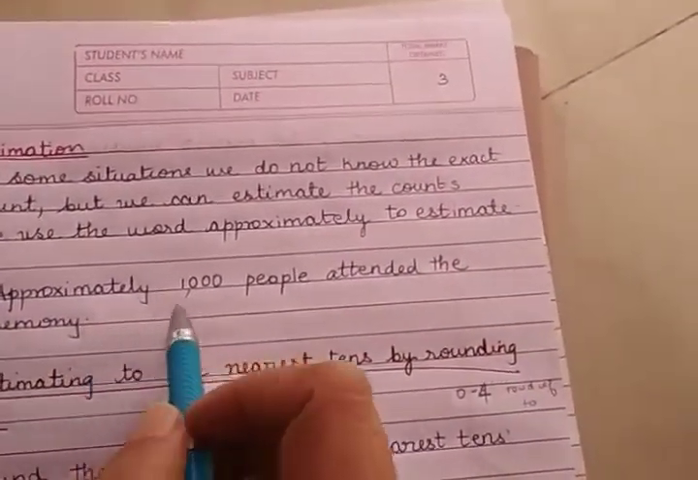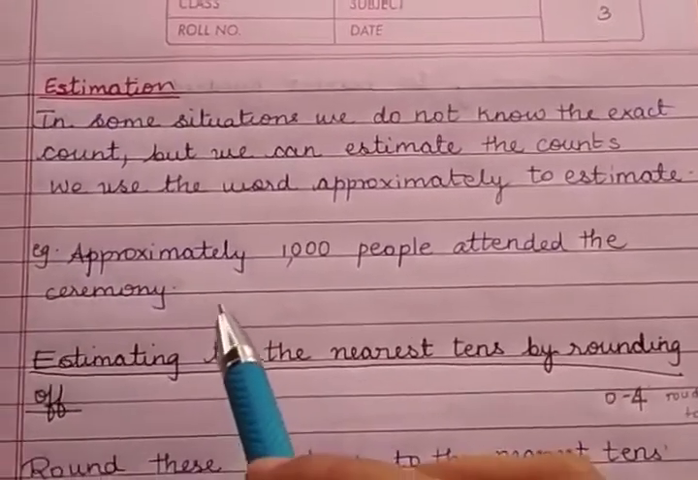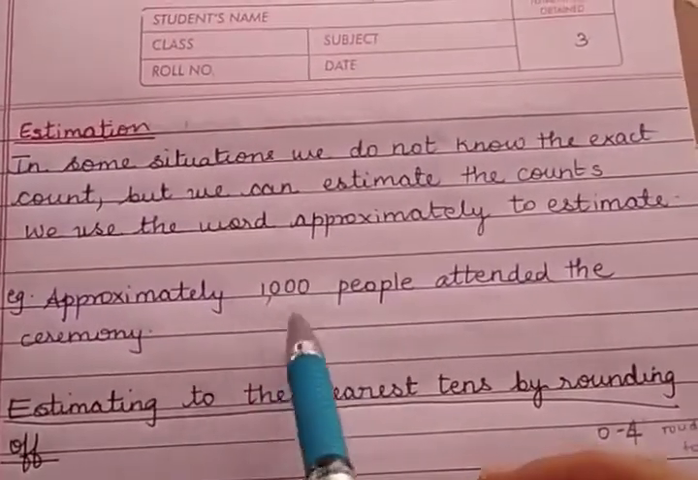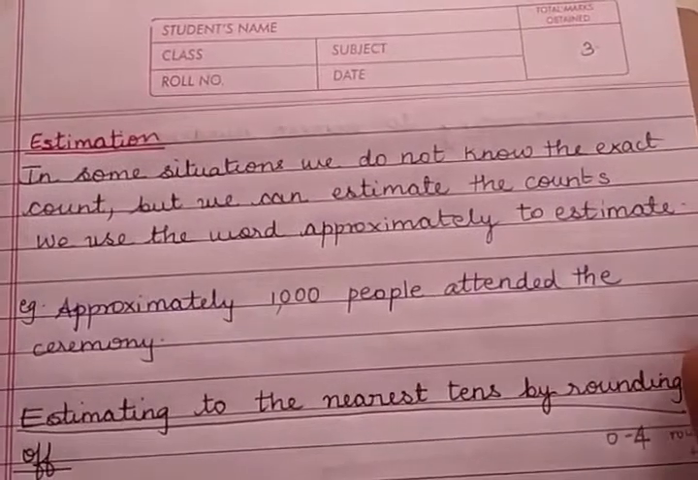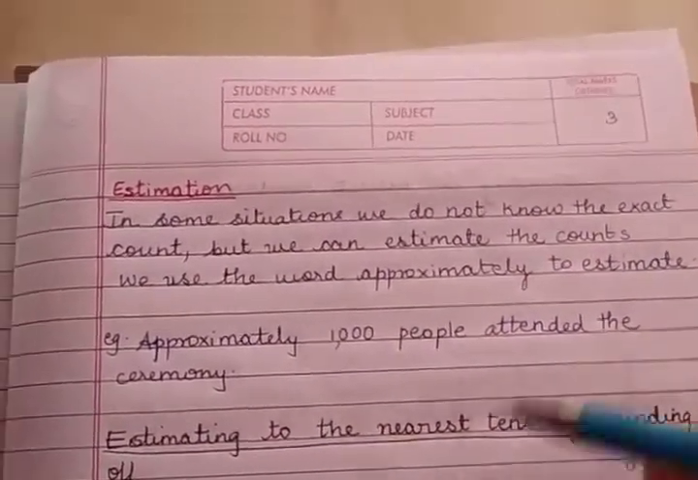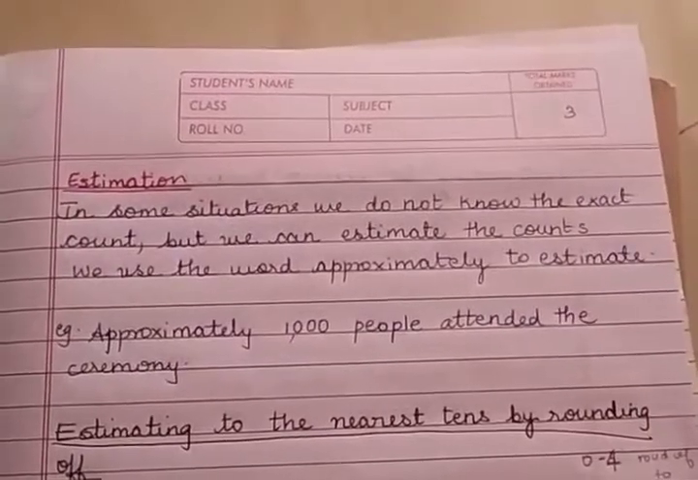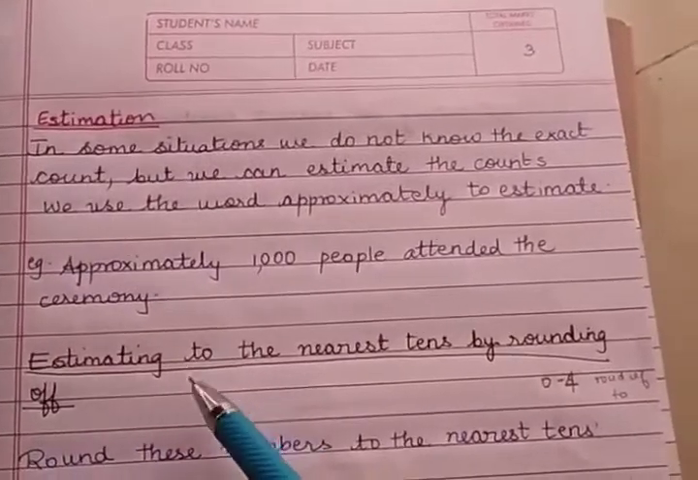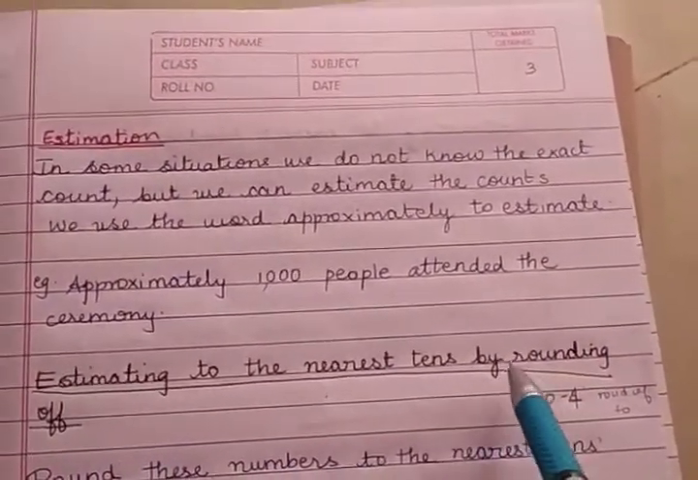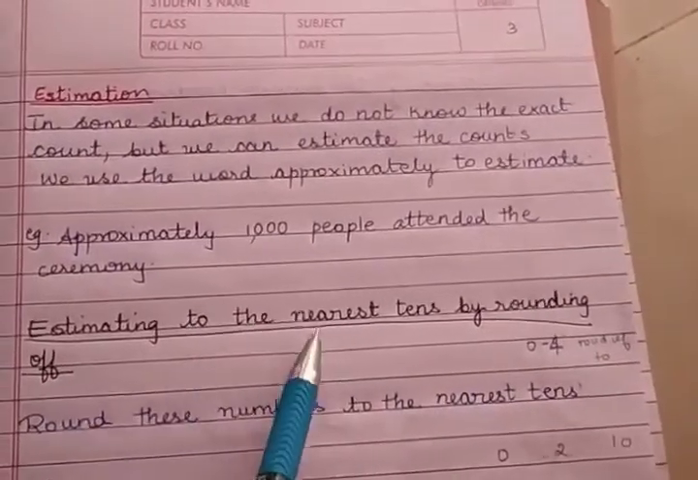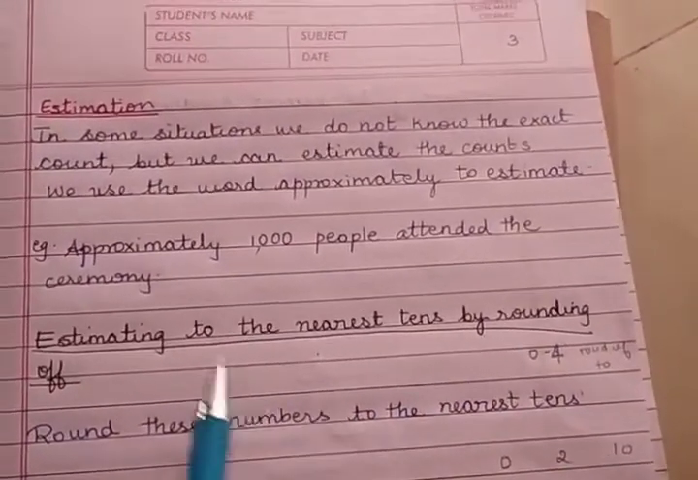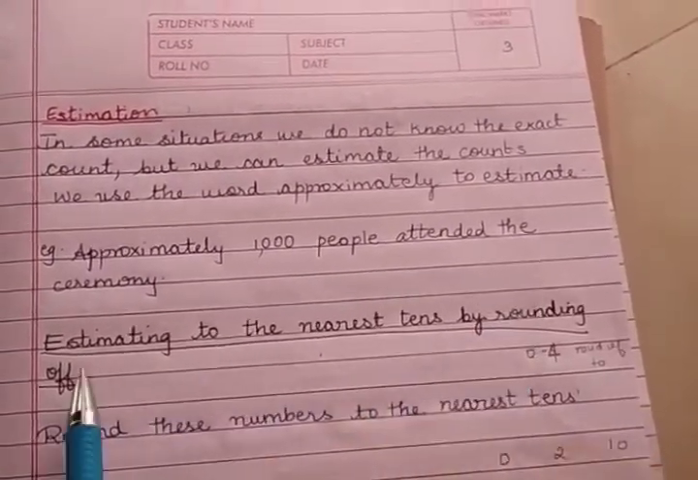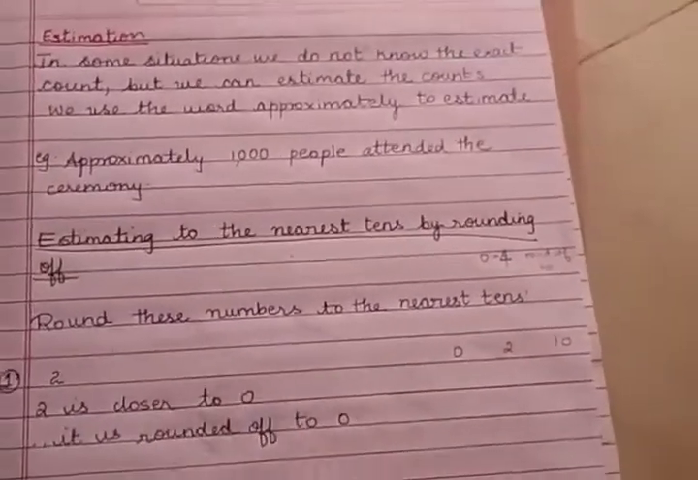So you approximately say that around 1,000 people might attend the ceremony. You don't know for sure that only so many people will attend. More people can attend or fewer people can also attend. So these are some of the cases of estimation that we come across. Now we will see how we can estimate numbers to the nearest tens by rounding off. So let us solve some examples here.